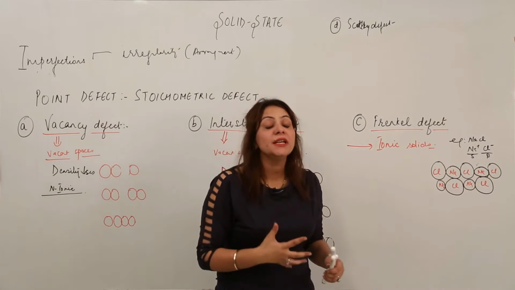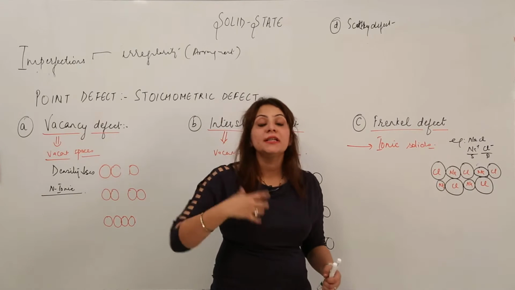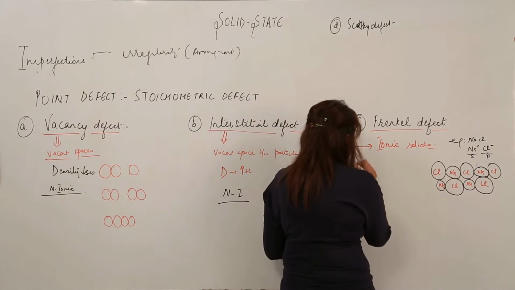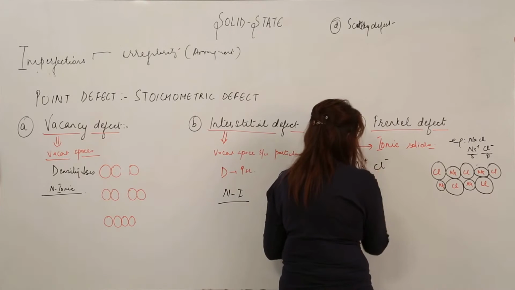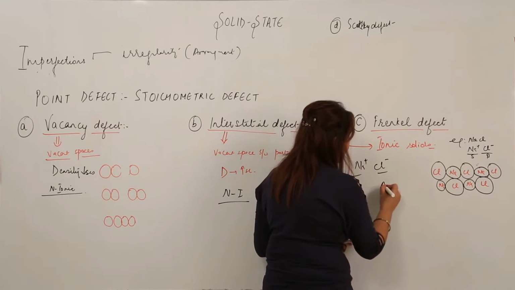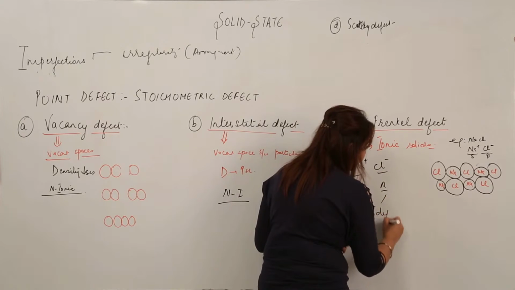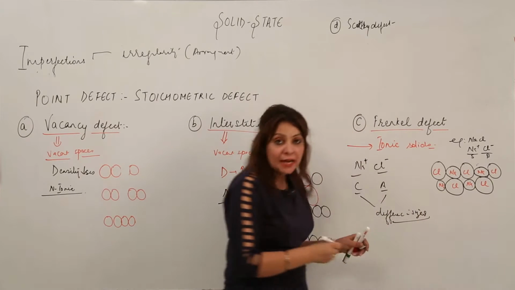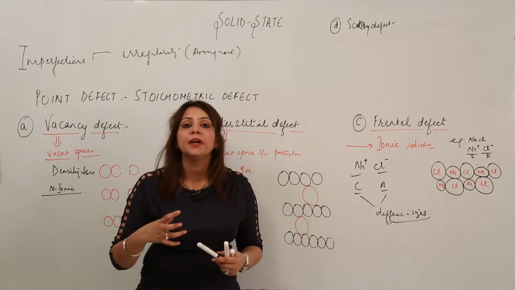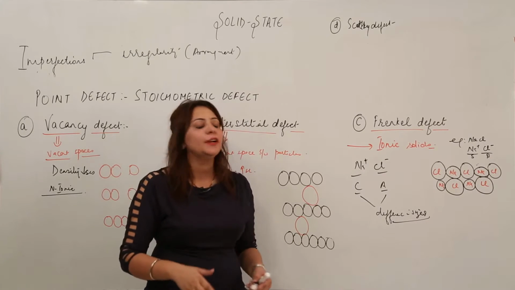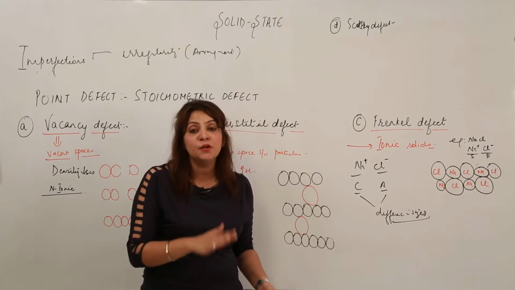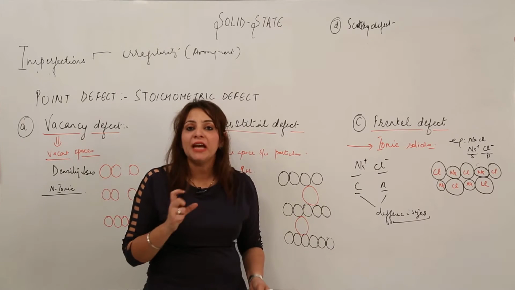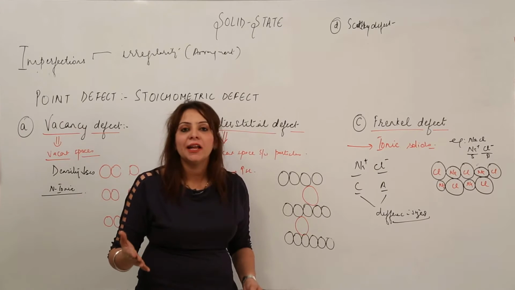So what we get to see in this defect, actually for this defect to occur there is a limitation, right? The limitation is that Na and Cl negative or any other cation and anion should have difference in their sizes. That means one should be bigger and one should be comparatively smaller. Then only you can get to see this kind of defect. So this is the limitation for the Frenkel defect to occur. That means difference in the size of the ions, right? That is the cation and the anion.